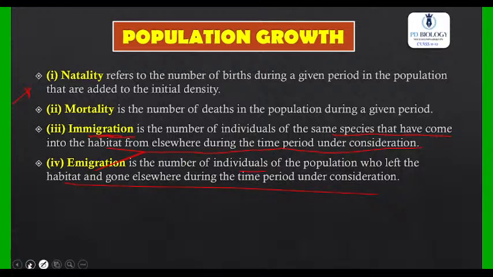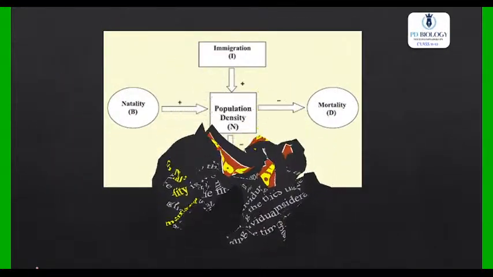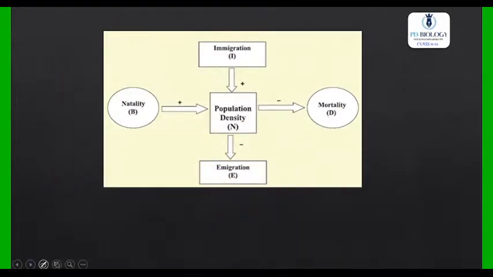So see this diagram. Immigration, that increases the population. Natality, that increases the population. Emigration, that decreases the population. Mortality, the decrease of the population. So that are related with the population density showing in this diagram.